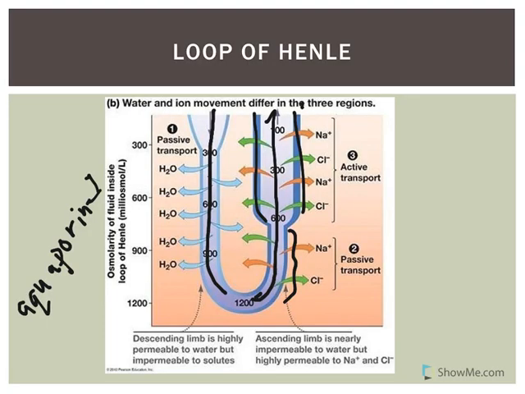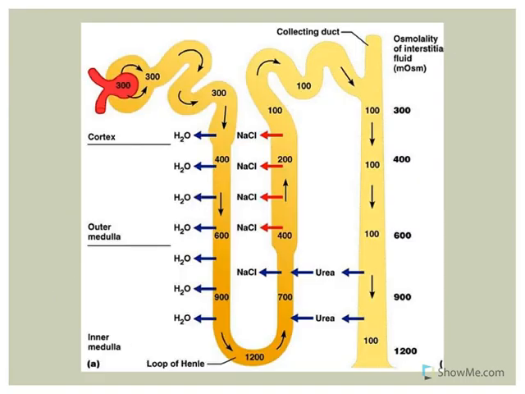So if I come back, actually we can just use this picture, the descending limb we said was permeable to water but impermeable to solutes. Okay, again because of the presence of aquaporin 1 in its tubular wall. So as water moves across the tubular wall into the medullary space, you'll notice the filtrate is becoming hypertonic.